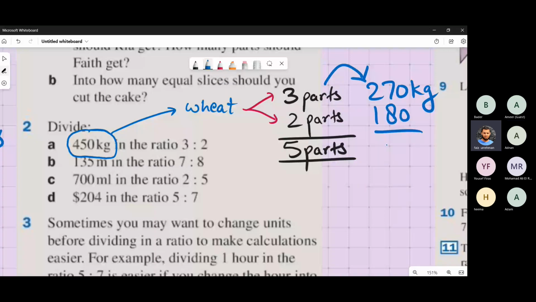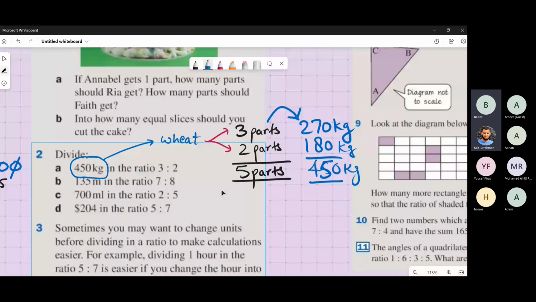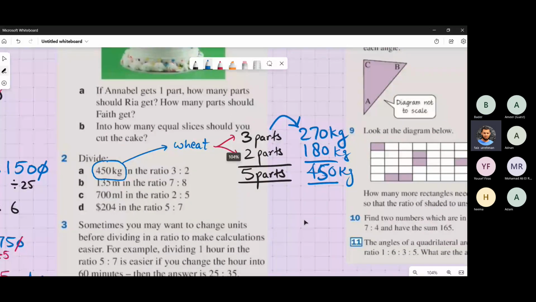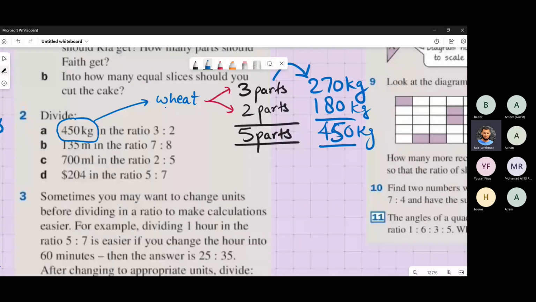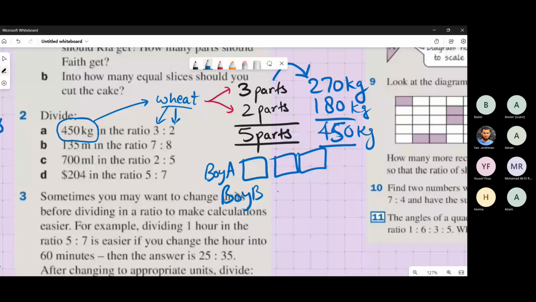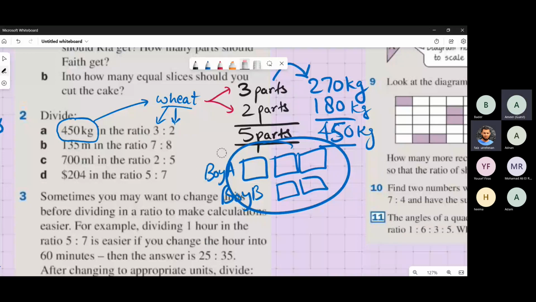I was just telling you the fast way. Did you guys see what just happened? I'll do it one more time. 450 kg of wheat has to be distributed to 2 guys in a 3:2 ratio. In total, how many parts do I have? 3 parts I have to give to boy A, and 2 parts to boy B. So 5 equal parts. Now 450 divided by 5 equals 90 kilograms each part.